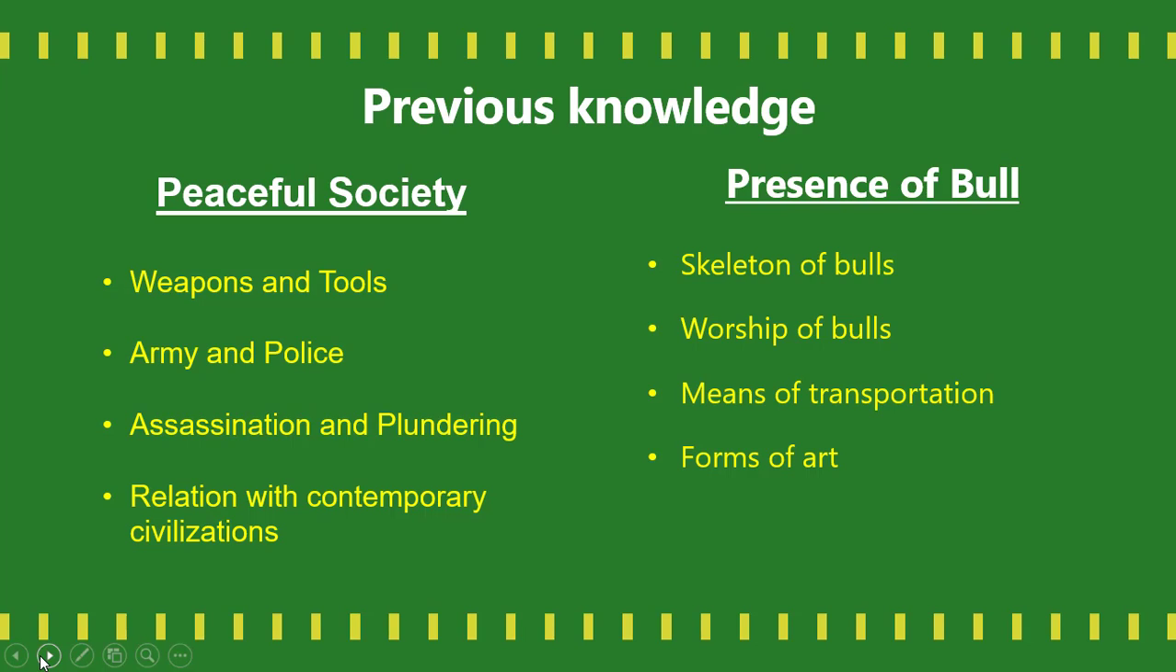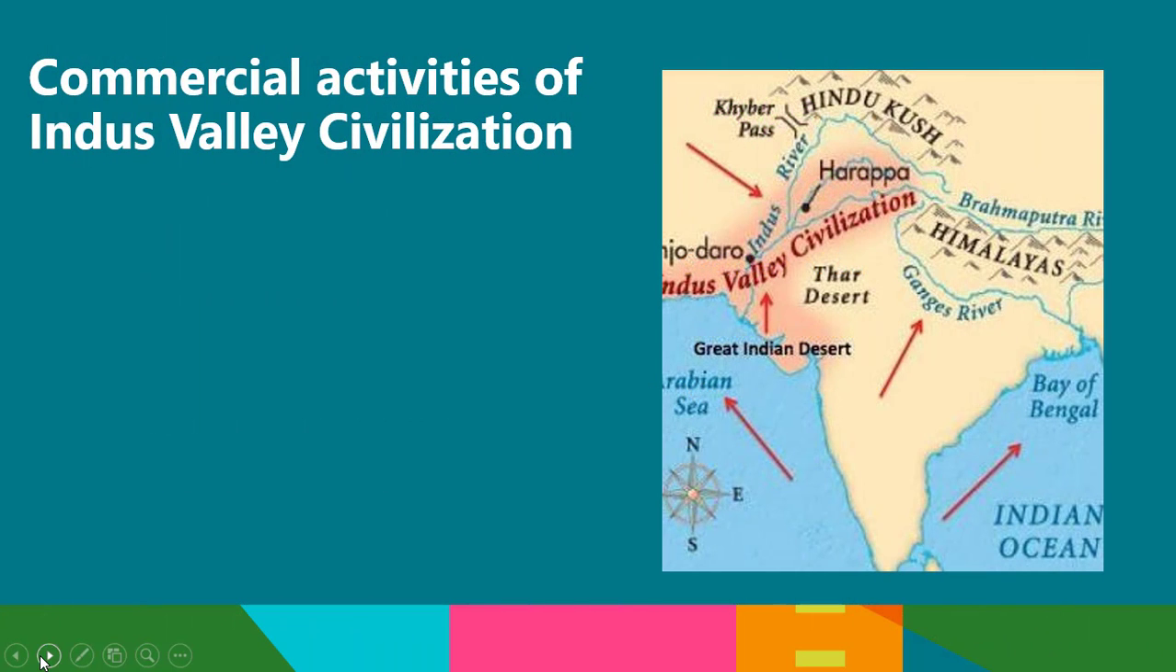We already discussed the presence of bulls. Skeletons of bulls were present. Bulls were used for worship purposes. Bull carts were used as a means of transportation. Forms of art were present in the shape of seals, toys, and painting of pottery. Now we will discuss commercial activities of Indus Valley civilization.